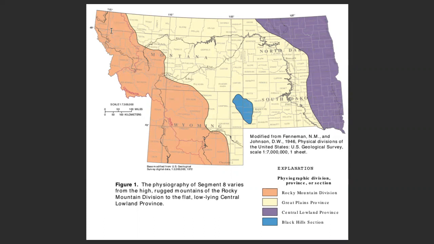And Montana falls into 2 different provinces. It falls into the Rocky Mountain Division, which is this orange stuff, which is the Western Montana section that we talked about, this sort of basin and range mountain dominated system. And then the eastern half falls into the Great Plains province, these gently sloping sedimentary basins.